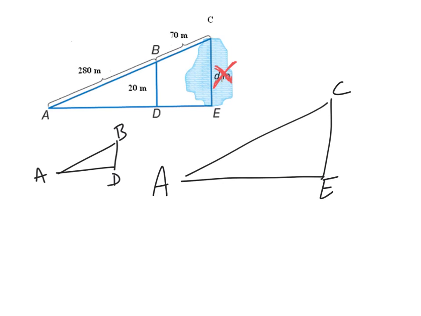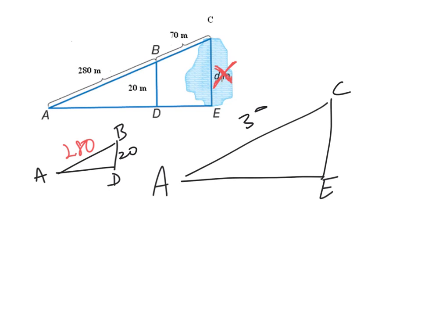We know some stuff. We know that A to B is 280. It says so right here. We know that B to D right here is 20. Now here's the common error. Folks decide to tell me that AC is 70. No. AC is the whole length, the 280 plus the 70. So I'll give you a second for that. 280 plus the 70 is 350. So this whole length along here is actually 350.